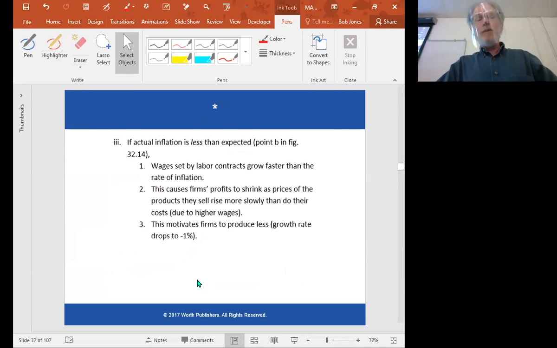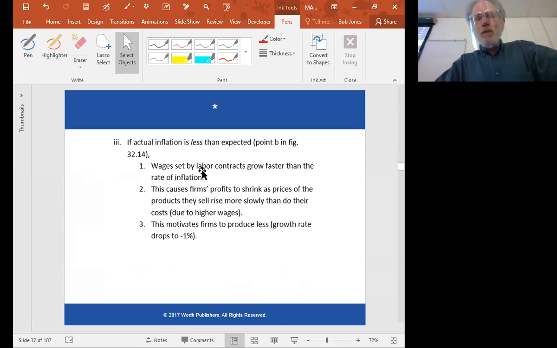But now we're going to say, well, what about the third possibility? What if the actual inflation rate isn't equal to the expected? What if it's not greater than expected? What if actual inflation is actually less than was expected? What is going to happen under those conditions?